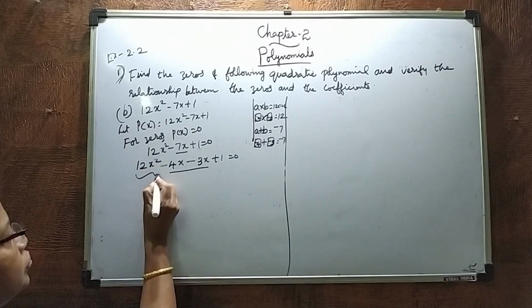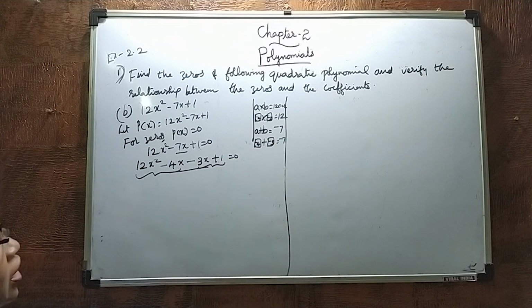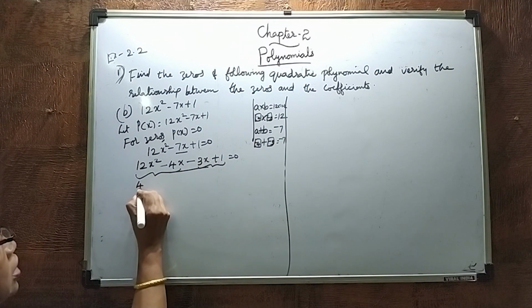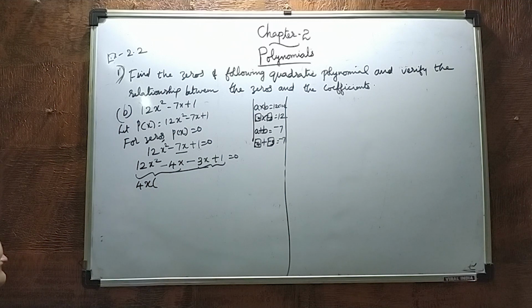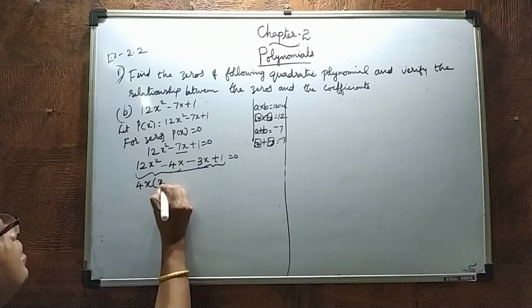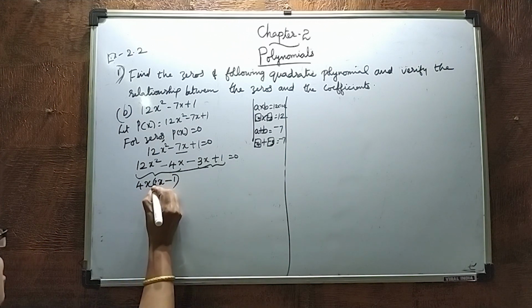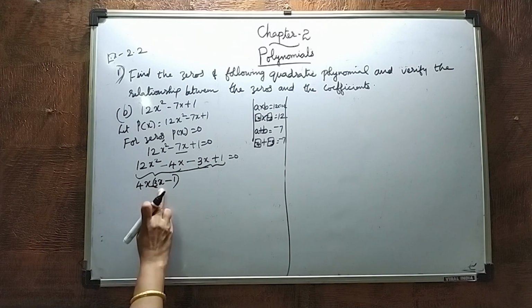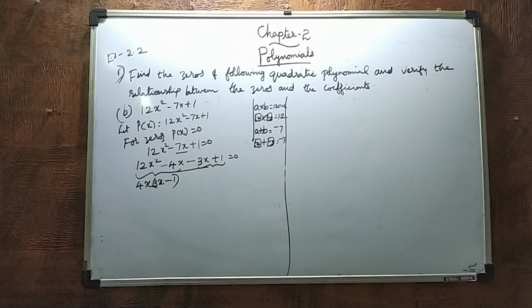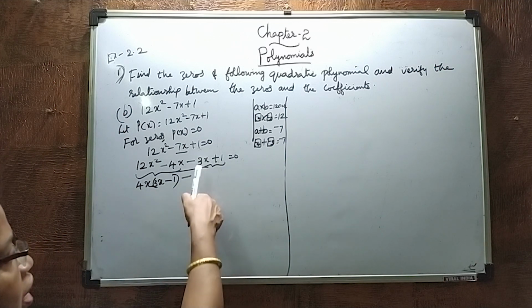Now split, now take these two negatives. So it will be 4x outside, x outside. You will get x minus 1. Here, 4x into 3x, you will get 12x square minus 4x, and here also it will be minus. What is the next step now? Is anything common here?